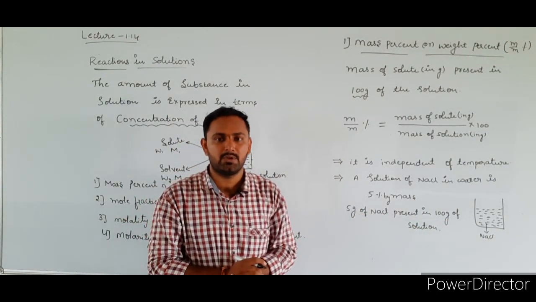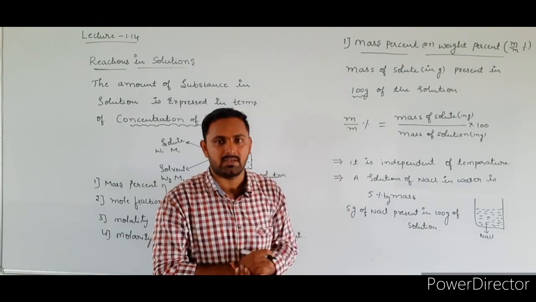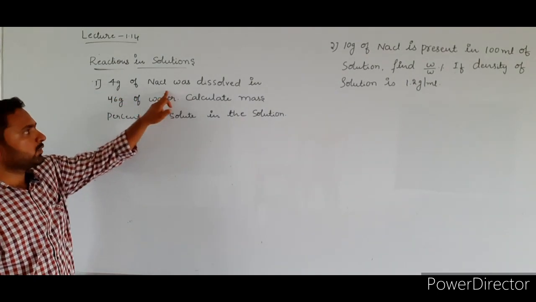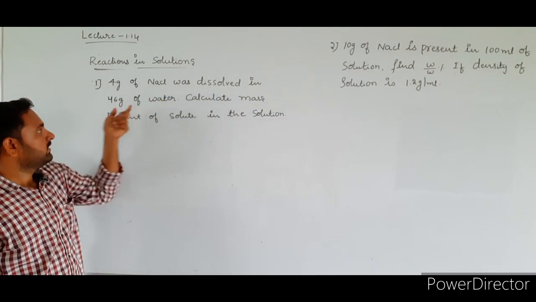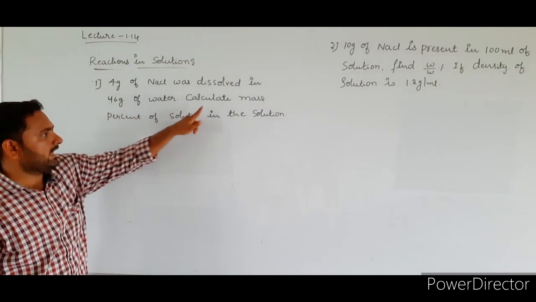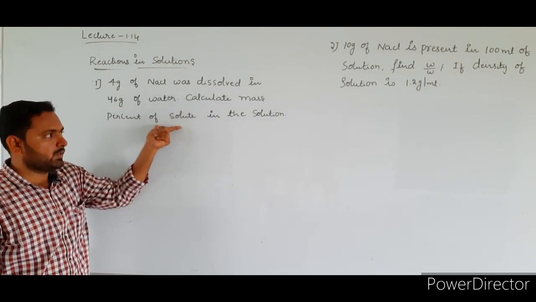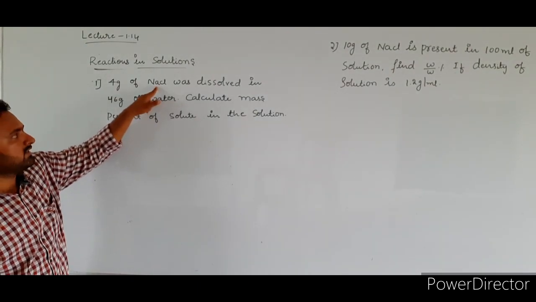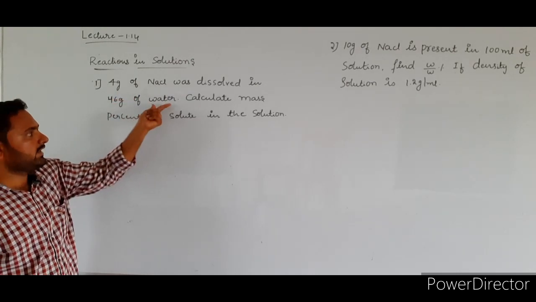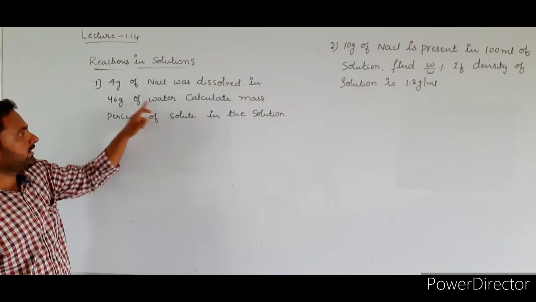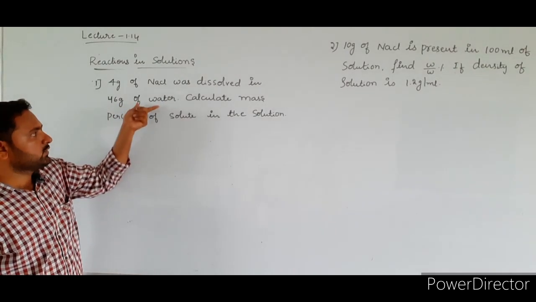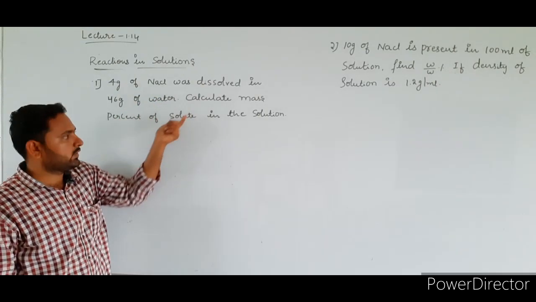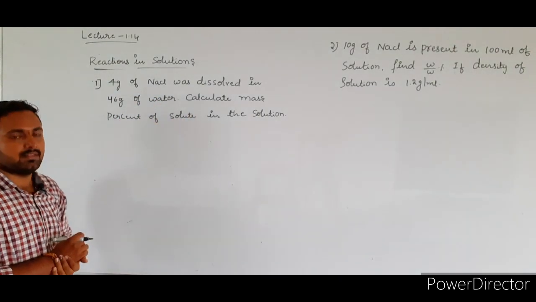Okay, now let us solve some numericals based on mass percent. The first problem: 4 gram of sodium chloride was dissolved in 46 gram of water. Calculate the mass percent of solute in the solution. Here the solute is sodium chloride. What is the mass of sodium chloride? 4 grams. The solvent is water. What is the mass of solvent? 46 gram. Now by using the mass of sodium chloride and mass of water, we have to calculate the mass percent of solute in the solution.